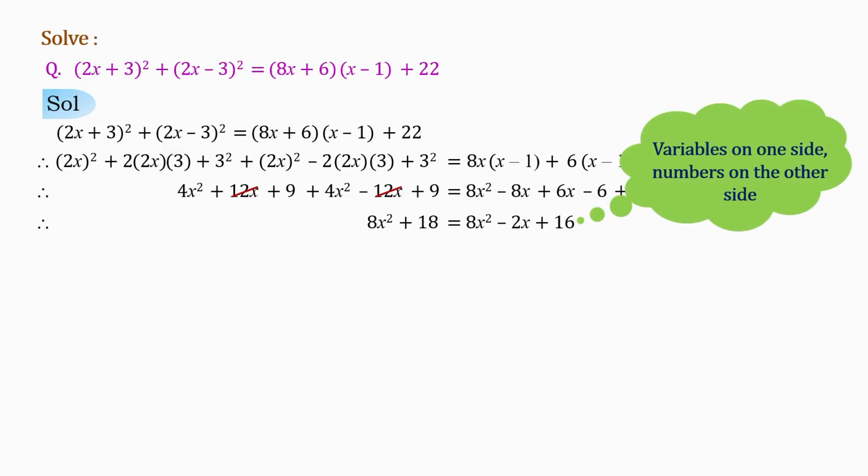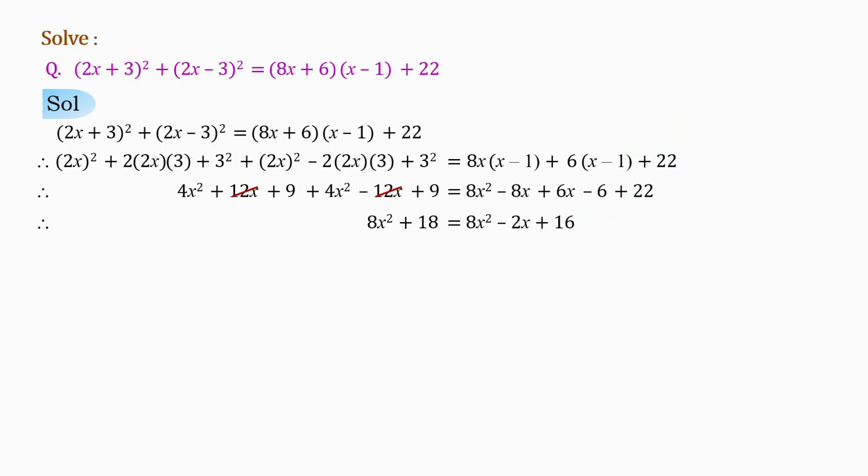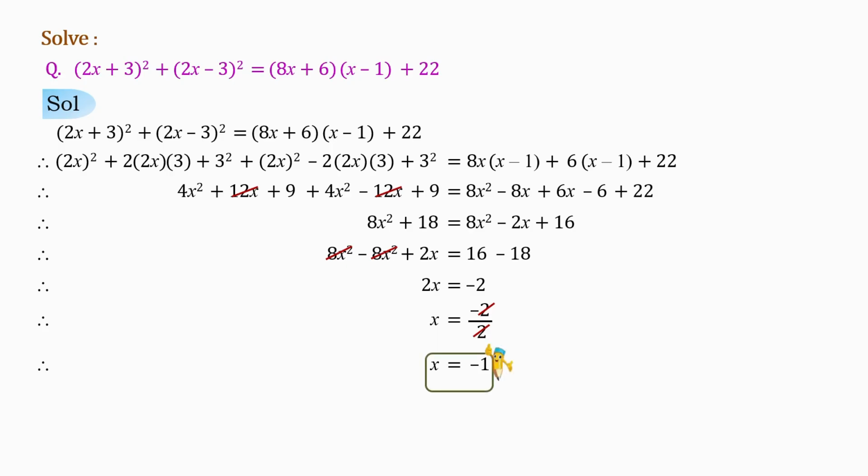Now we are going to put variables on one side and the numbers on the other side. So 8x square minus 8x square, and 2x we will bring to the other side, and the numbers on the other side. 8x square and 8x square will be nullified. So 2x equal to minus 2. So now 2 will shift over here and it will become divided. So x equal to minus 1. This is the answer.